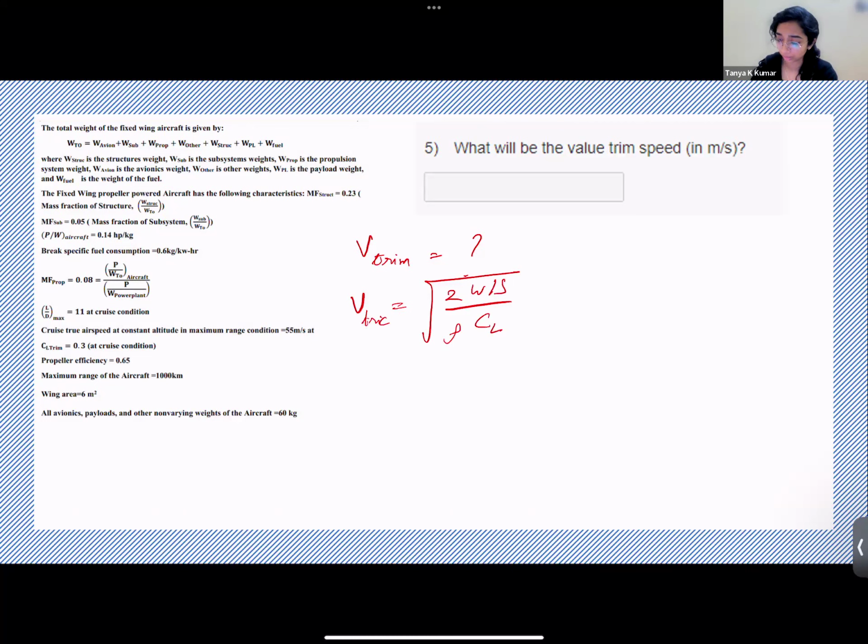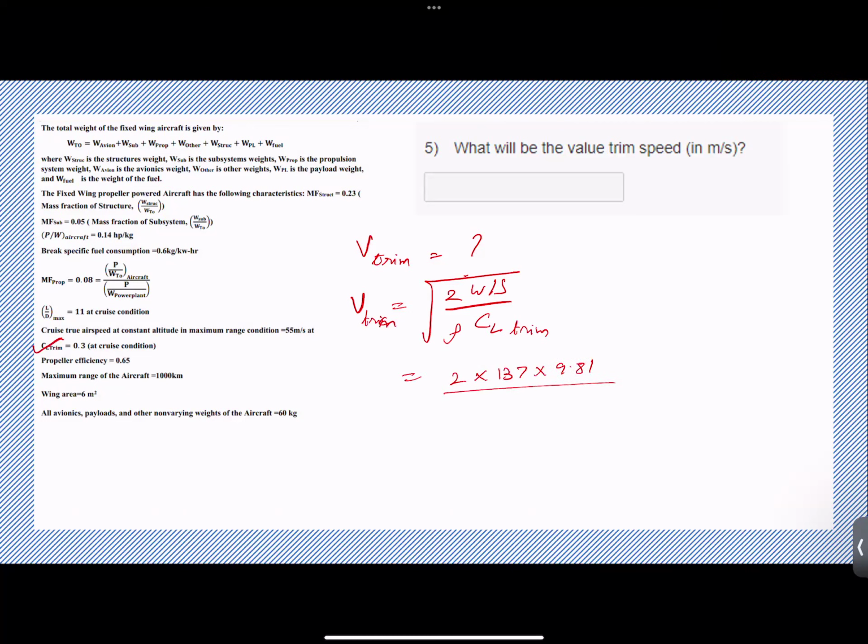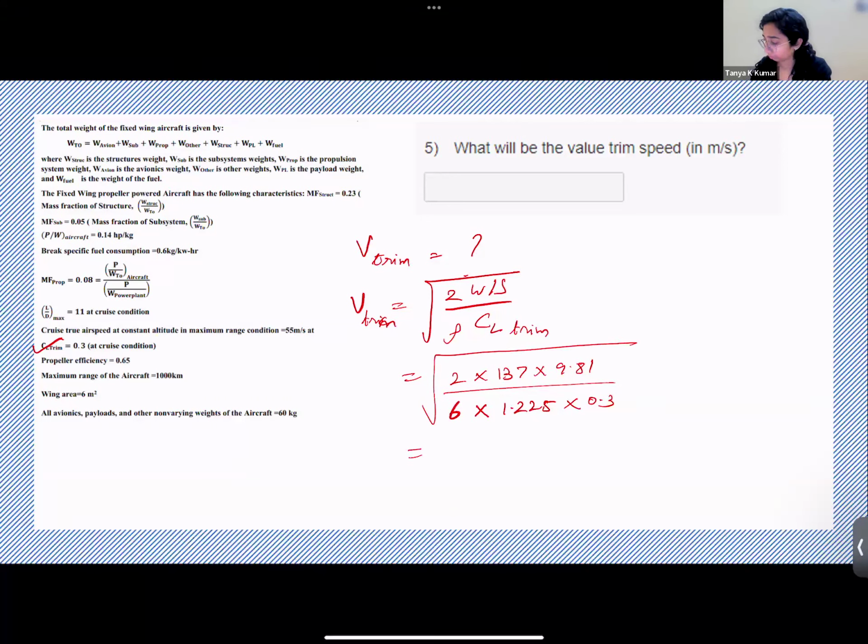So trim CL, which is given to you in the question, right? CL trim is given. So 2 into 137 into 9.81. S, wing area, is 6. Density 1.225. And CL trim is 0.3, under root of this. So what will the value be? 35. 35, right? Yes. 35 meters per second. So that is the trim velocity.